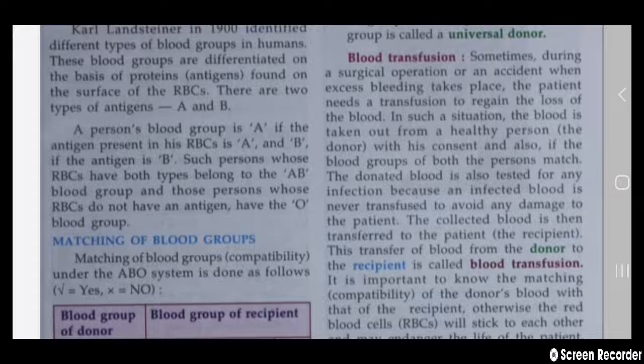In such a situation, blood is taken from a healthy person with his consent, and only if the blood groups of both persons match will they give that blood. The donated blood is also tested for any infection, because infected blood is never transfused, to avoid more damage to the patient, who may already be undergoing surgery or have been injured in an accident.